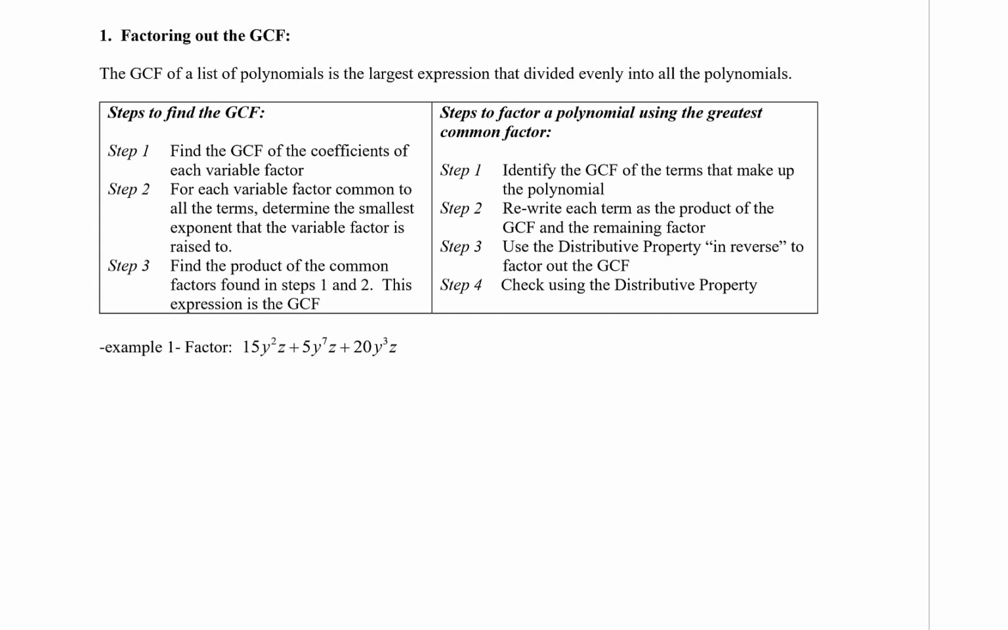We are going to start off with our first factoring technique. 1. Factoring out the GCF. The GCF of a list of polynomials is the largest expression that can be divided evenly into all of the polynomials.